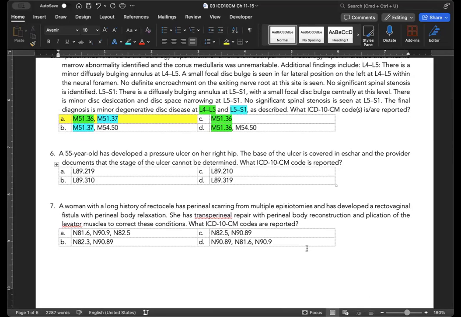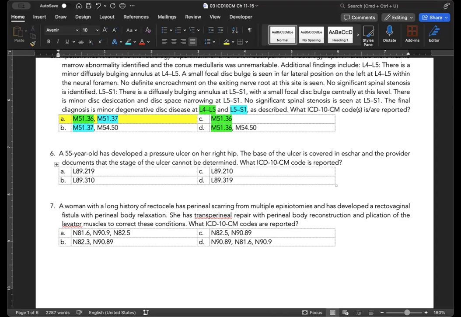Okay. Let's look at number 6. So a 55-year-old has developed a pressure ulcer on her right hip. The base of the ulcer is covered in eschar, and the provider documents that the stage of the ulcer cannot be determined. So, what are your guys' thoughts? Which ones do you want to look at first?